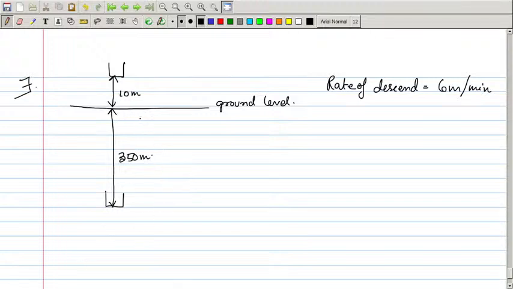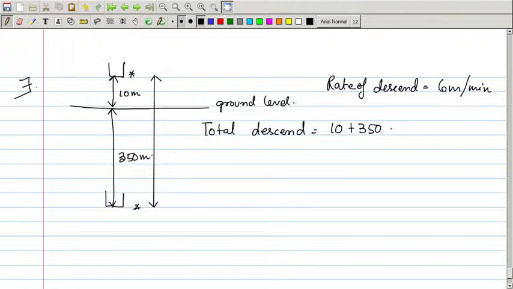So first you have to find out how much it has descended in total. Total descent is equal to what? See, I started here and I ended here. So this whole length is my descent, isn't it? This complete one. So what will be my complete or total descent? 10 plus 350 meters, which is equal to 360 meters.